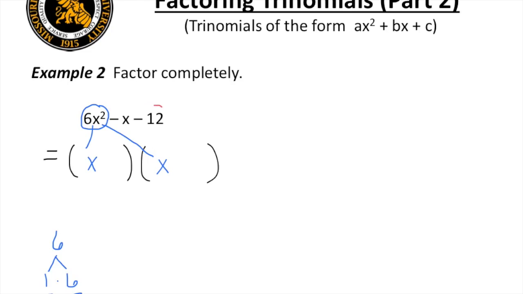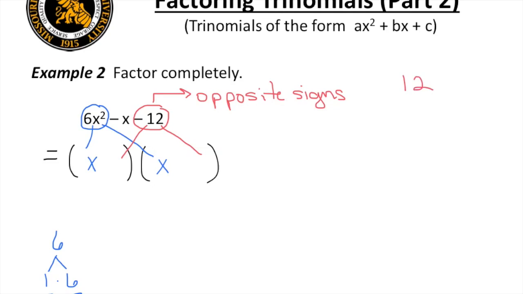The factor pairs to go at the back of each of those binomials comes from the factors of negative 12. Since 12 is negative, that tells us that the factors we place into our binomials will have opposite signs. The factors of 12 that we will need to consider are 1 and 12, 2 and 6, and 3 and 4.